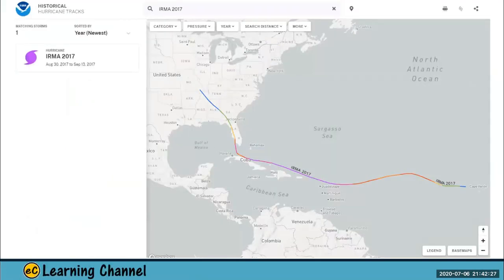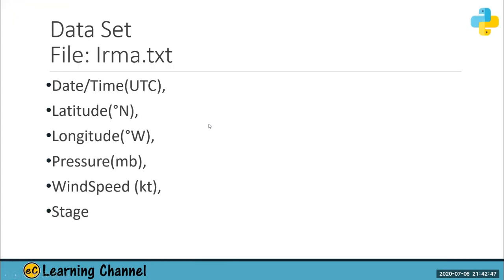So this Hurricane Irma came from somewhere in the Atlantic Ocean, and then went all the way sweeping through Florida and inland. So that's the path we have. With this path, we want to get a data set, and this data set includes date, time, latitude, longitude, pressure, wind speed, and stage. So this is a 6-dimension data.